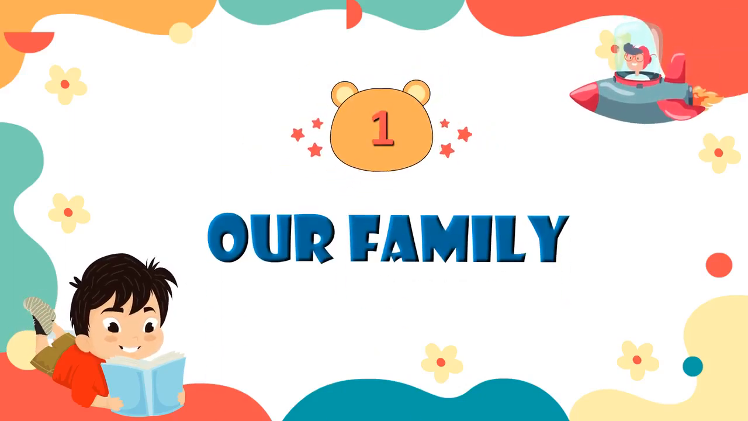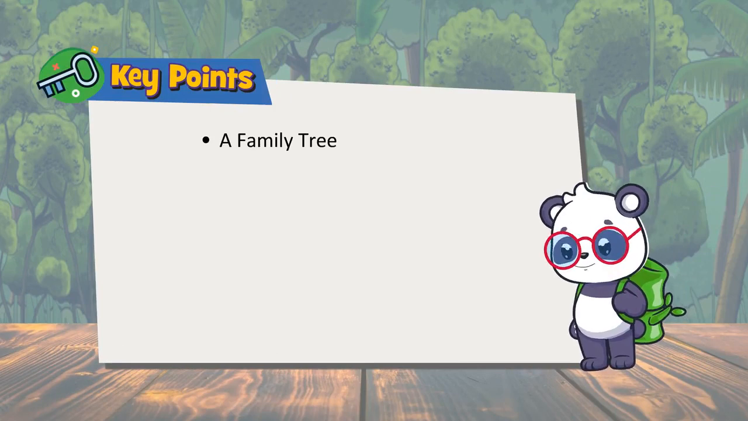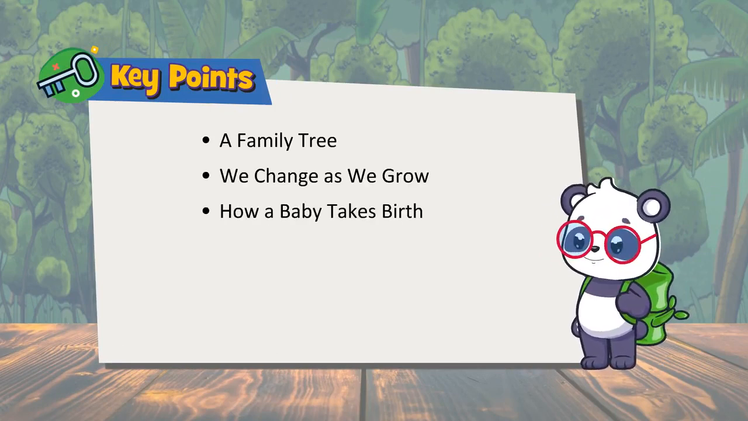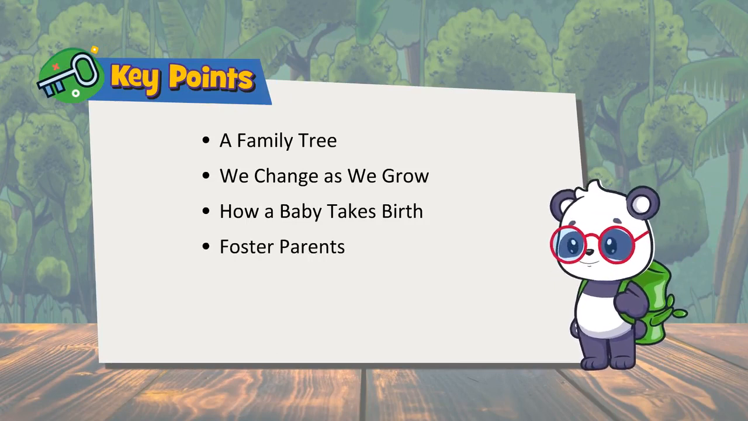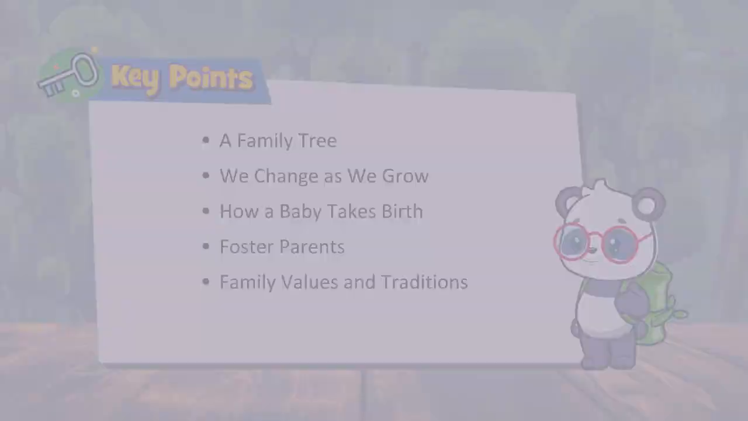Chapter 1. Our Family. Key Points. A Family Tree. We change as we grow. How a baby takes birth. Foster parents. Family values and traditions.